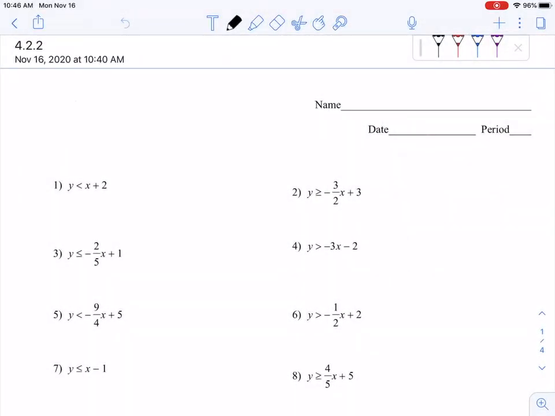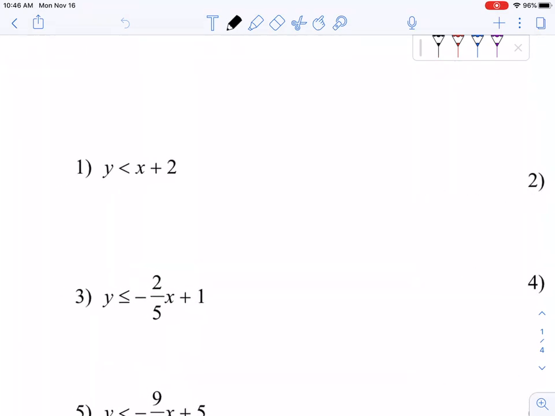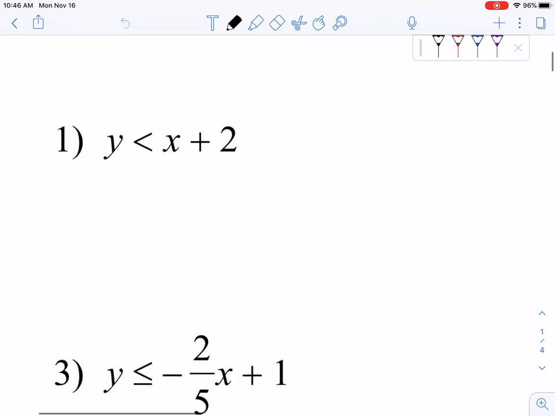All right, we're going to take a look at 4.2.2. This is continuing to practice graphing systems of inequalities. So the first thing we're going to do here, I have some single inequalities, and we're just going to identify some things. Less with the graphing and more with the shading, and if it will be a solid or dashed line.